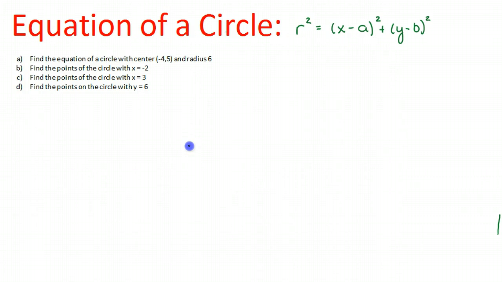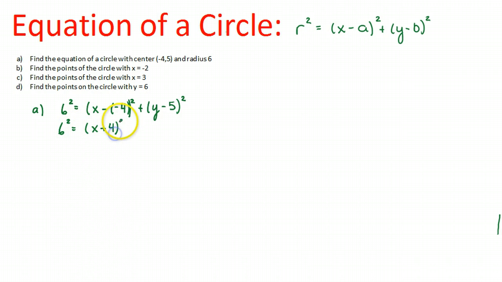So if we want to find the equation of a circle with center negative 4, 5, and radius 6, so let's do a right over here. Well, I can plug this right into the formula. 6 squared is equal to x minus negative 4 squared, put that bracket in there, plus y minus 5 squared. So 6 squared is equal to x plus 4 squared plus y minus 5 squared. Perfect. Notice I haven't written 6 squared as 36. I just leave it like that for now.